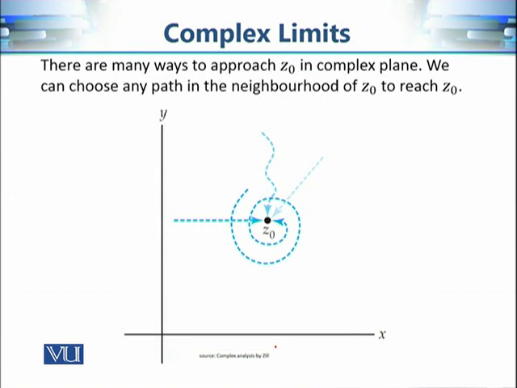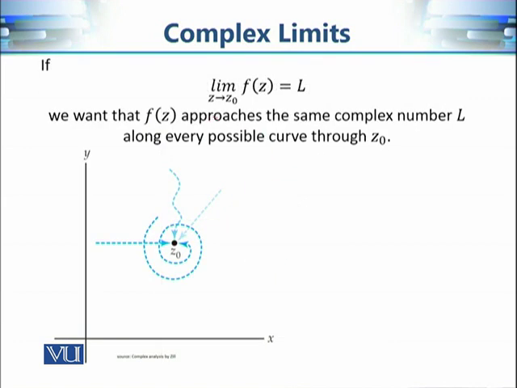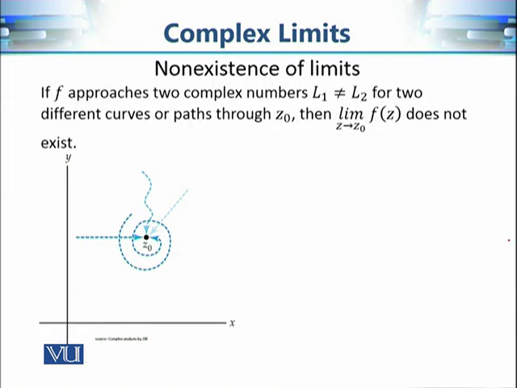Now the point is, if we are approaching this z naught in the delta neighborhood, then there are many, in fact infinitely many ways of approaching this z naught. I can approach using this path, I can approach using this path. Whatever path I choose, if the limit of a function is L, then whatever path I choose to reach this z naught, the answer should always be equal to L. So f of z must approach the same complex number L along every possible curve if the limit as z approaches z naught is equal to L. So this gives us a criterion to check whether a given limit does not exist.